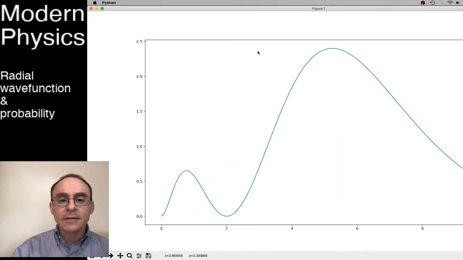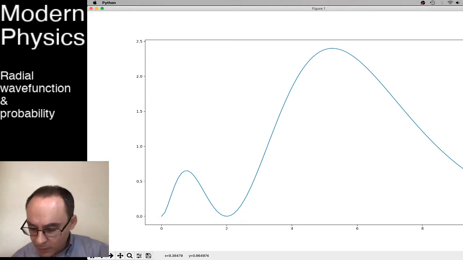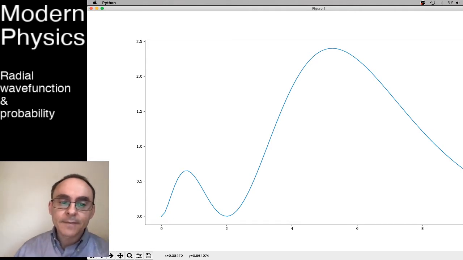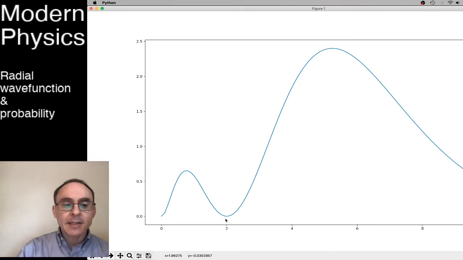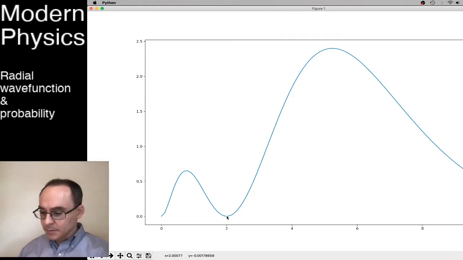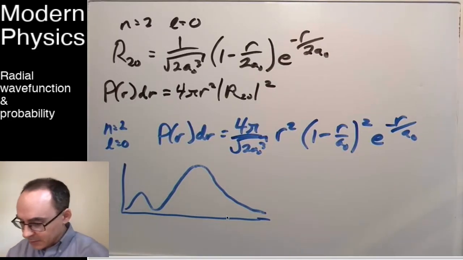Let me zoom that in. That's what it looks like. You'll notice it does some interesting stuff. It's got 2 peaks, and in fact it's going to 0 in between them. If you look at the original wave function before I squared it, let me flip back here. I drew a little picture there.